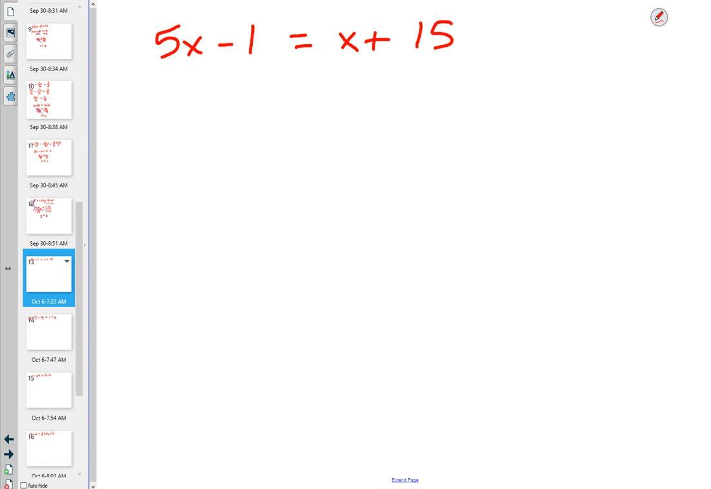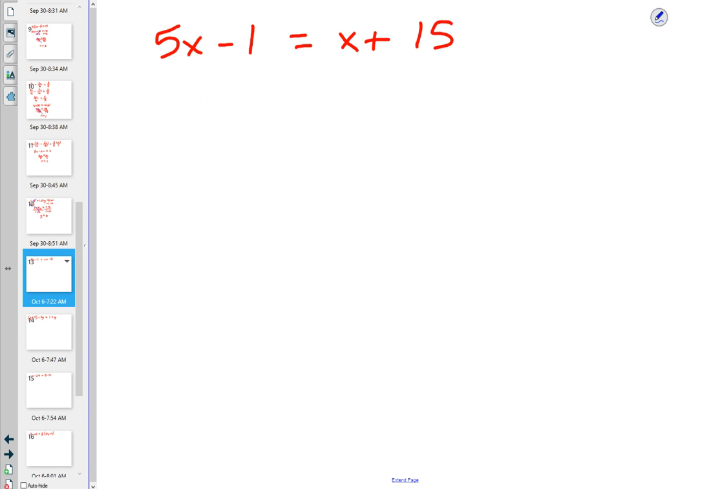What irritates me is when I see these, so many kids are like, oh yeah, you go +1, but why? What should have your attention is the variables. The variables should draw your attention first. I want to bring them together. I want them to be on the same side. I either need to move the 5x to the right, or move the x back to the left. And you can do either one. It doesn't matter.